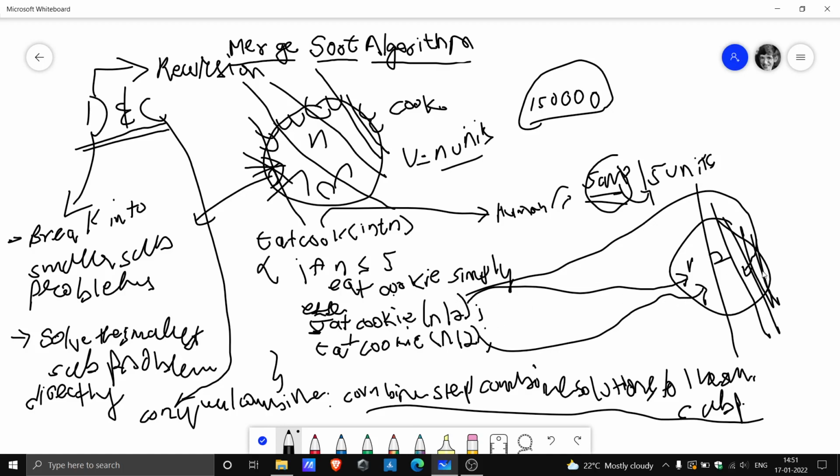So if this eat cookie function is solving this part, then this function will solve this part. Or if this function is solving part 2, then the first eat cookie recursive call will solve part 1. That's basically how it works. So eat cookie n by 2, this function cannot solve both the parts at the same time. So that's what our code looks like. That's what our divide and conquer code looks like.